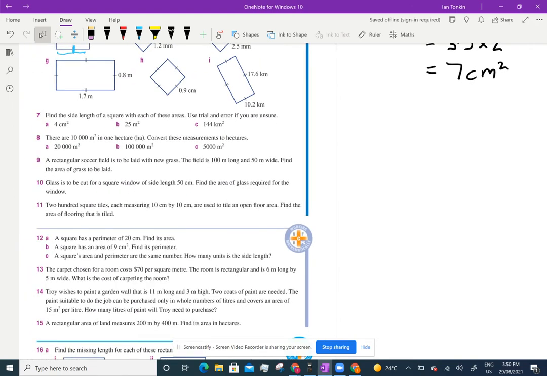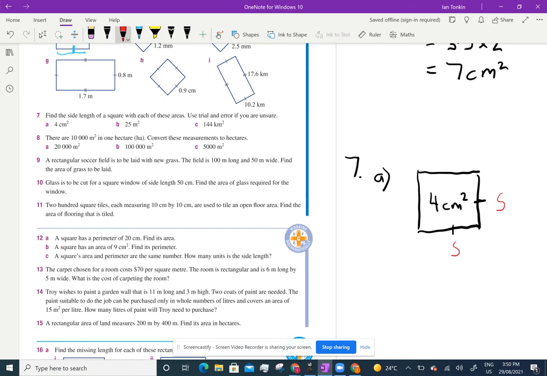Question 7. So this is a bit harder. Now, I'm not going to do all of these. You have a go at these. 7A. They tell me the area, and they tell me it's a square. I'm going to draw a picture. I say, oh, here you got a square, and the area is 4 centimetre squares. But they don't tell me the length of this side or this side. But I'm just going to call that side S and this side S.